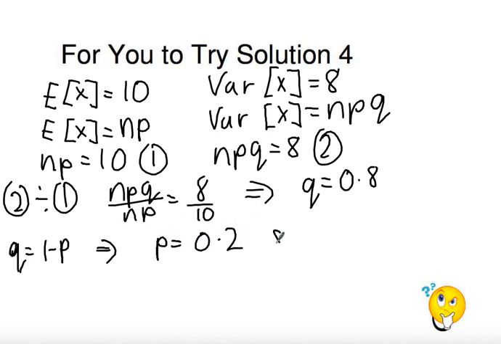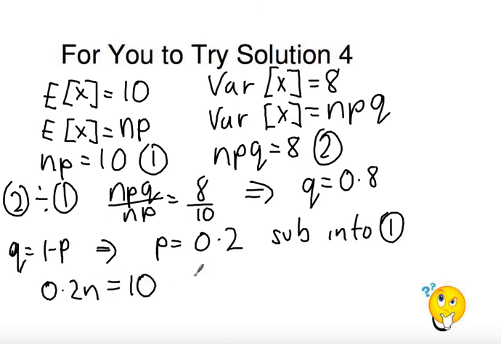And so I can sub that into equation 1. So what I know is that 0.2n equals 10. So if I divide by 0.2, what we get is that n is equal to 50.